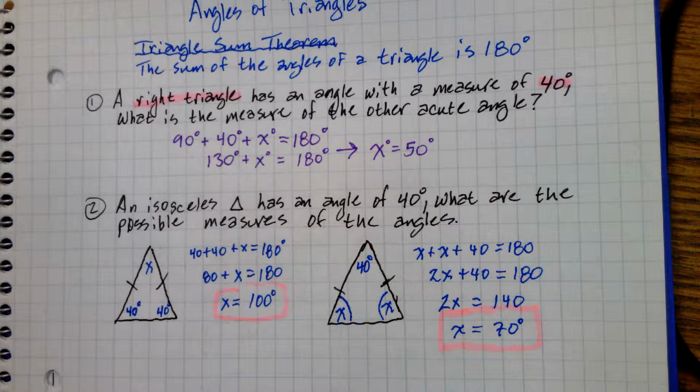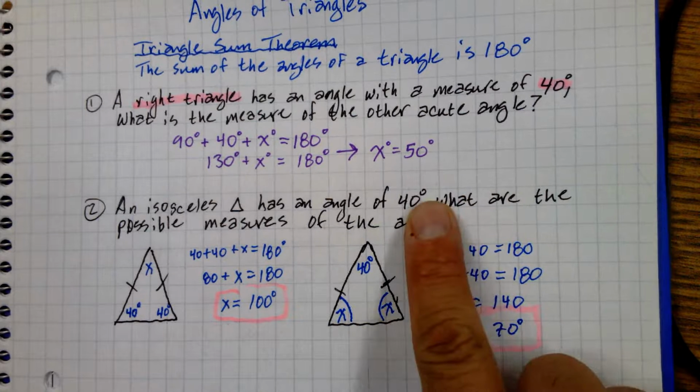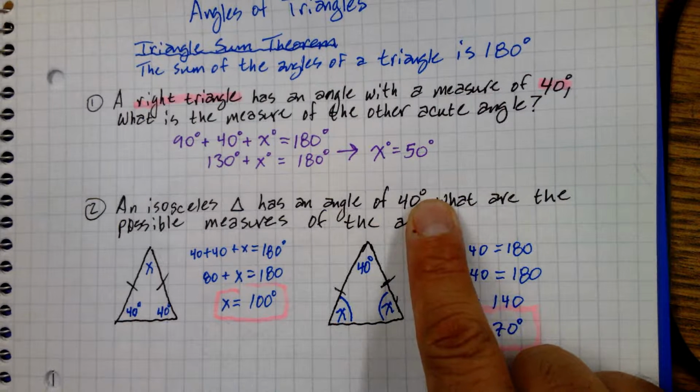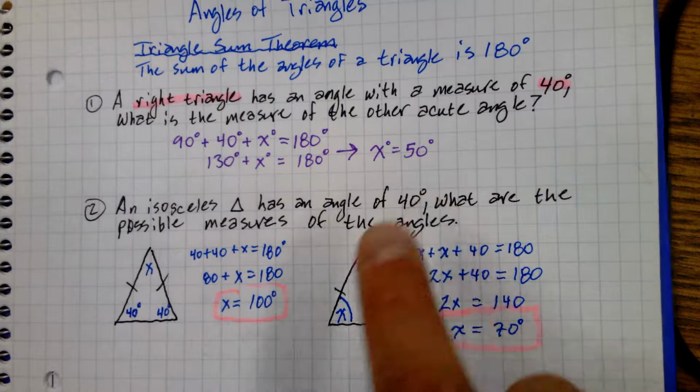Okay, so the other possibility is that this is 100 or you get 70. Now we could have lucked out. Say they gave us one that was acute. Say they gave us an angle that was like 100. If they would have said 100 instead of 40, then the only case we could have done is this one.